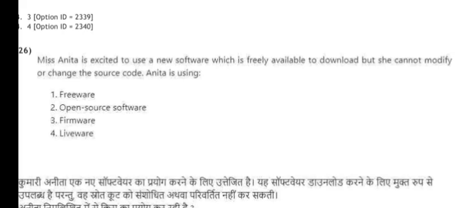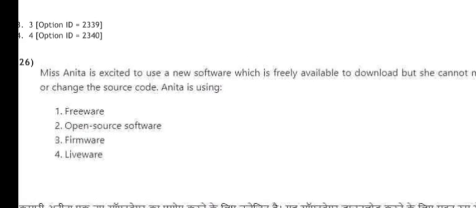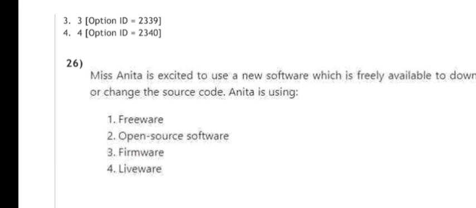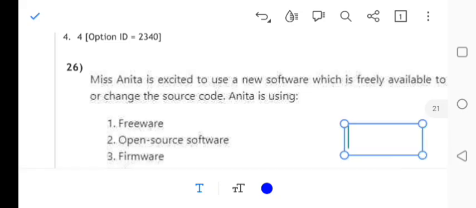Next, Miss Anita is excited to use a new software which is freely available to download, but she cannot modify or change the source code. Monetize using what? Freeware, open source software, firmware, liveware. So it will be freeware. Freeware.